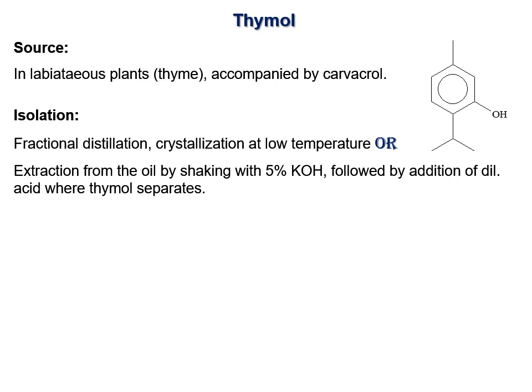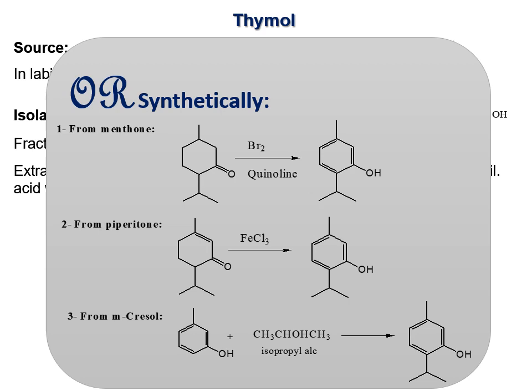Thymol is isolated by fractional distillation followed by crystallization at low temperature, or through extraction with 5% potassium hydroxide followed by addition of dilute acid to the aqueous layer, where thymol separates, purified by steam distillation. Also, thymol can be prepared synthetically from menthol by treatment with bromine in presence of quinoline, or from piperitone by addition of ferric chloride, and from reaction of metacresol with isopropyl alcohol.